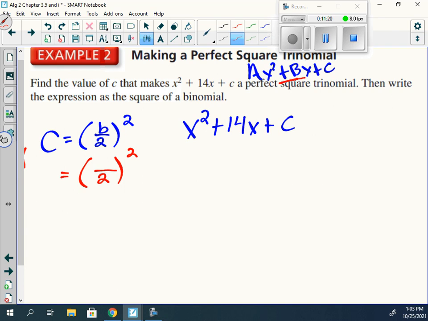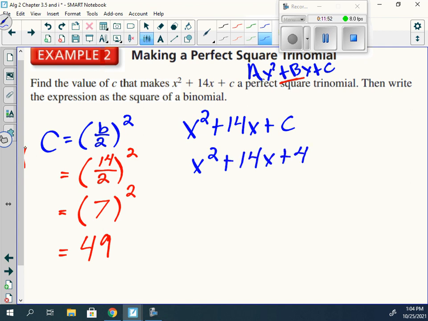14, because bx, the number in front of x, is b. And here it would be 14. And it's positive because it's plus 14. The value in front of b is positive. Well, 14 divided by 2 is 7, and 7 squared is 49. So for us here with x squared and 14x, our perfect square trinomial will be x squared plus 14x plus 49. The value of c that makes this into a perfect square trinomial would be 49.